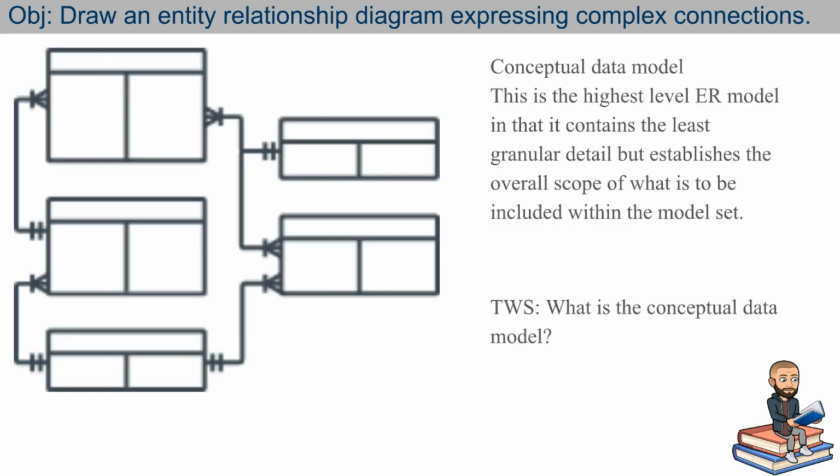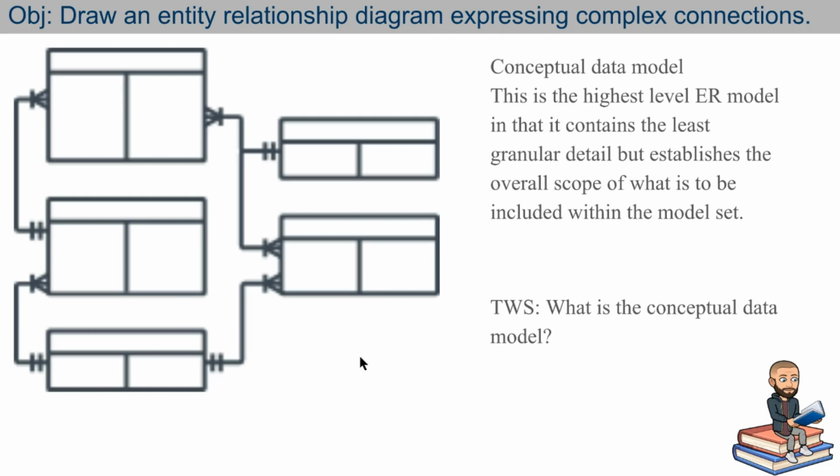Okay, so there's a couple types of entity relationship diagrams. You'll have what's called a conceptual data model, and this is the highest level. It just contains the least granular detail, but it establishes the overall scope of what is to be included within the model set. And check out this one, how the lines have some specific symbols. A little bit more on that later.